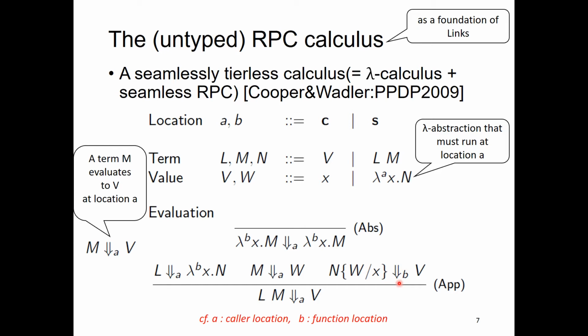In the semantic rule for lambda application, the caller location is A and the function location is B. If A is different from B, then the lambda application L M is a remote procedure call. If A is the same as B, it is a local procedure call. We use the same syntax for both calls, so it is fully transparent.